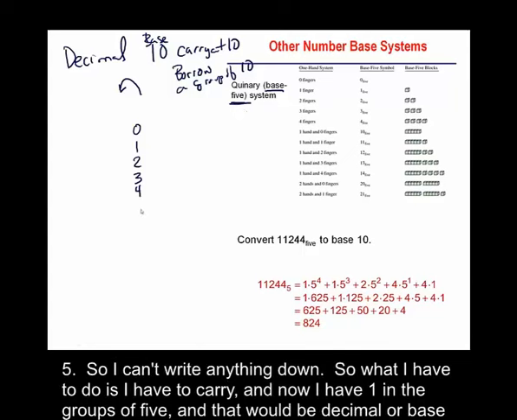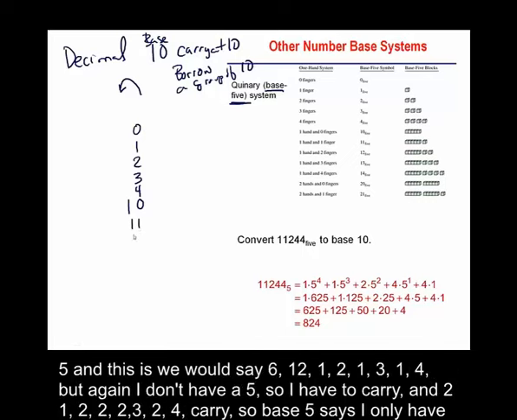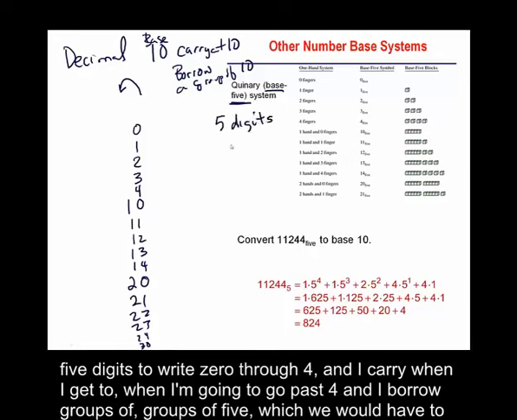so I can't write anything down. What I have to do is carry, and now I have 1 in the groups of 5, and we would say 1, 0. Then 1, 1, 1, 2, 1, 3, 1, 4. But again, I don't have a 5, so I have to carry. And 2, 0, 2, 1, 2, 2, 2, 3, 2, 4, carry. So base 5 says I only have 5 digits to write, 0 through 4. And I carry when I'm going to go past 4.